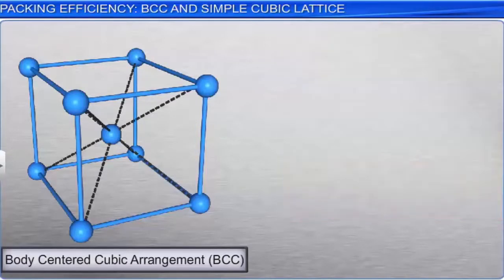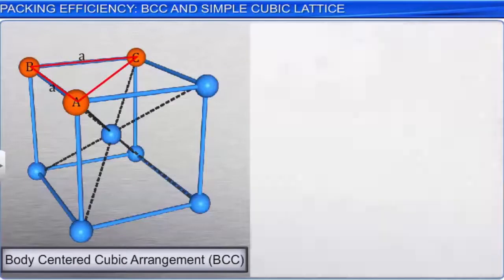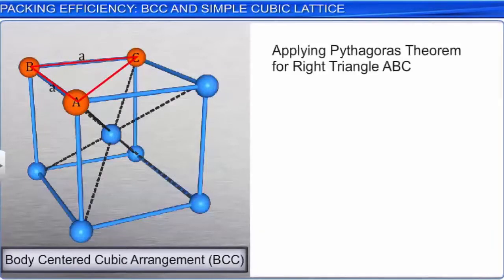Consider points A, B and C on the unit cell which form a right-angled triangle. Therefore, on applying Pythagoras theorem, we can say AC square is equal to AB square plus BC square. Substituting the values, we get AC square is equal to A square plus A square, which is equal to 2A square.